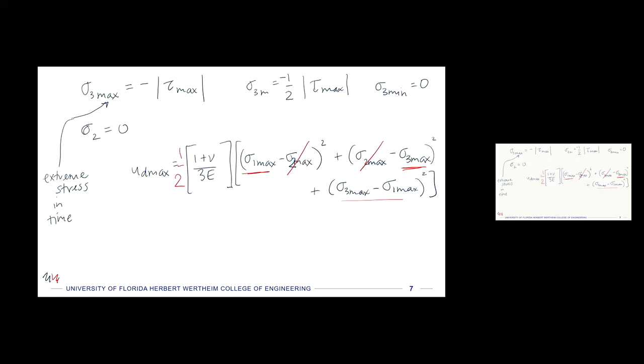Okay, so if we have a half out front, then this ends up being this expression here, UD max is equal to our coefficient times 3 absolute value tau max squared. Okay.